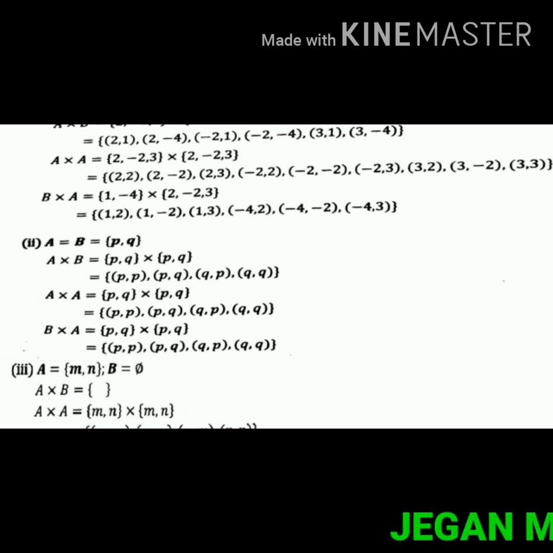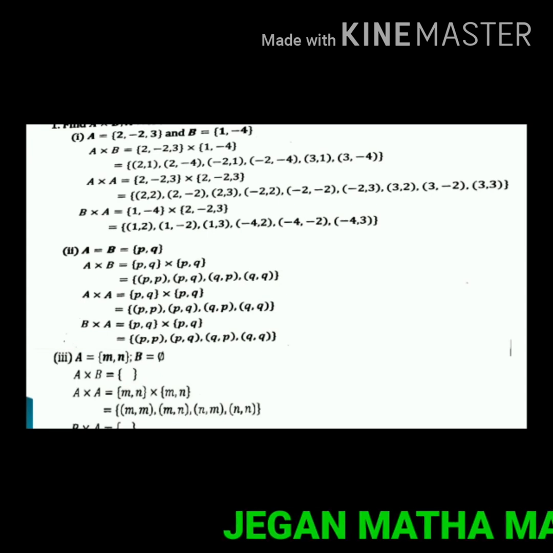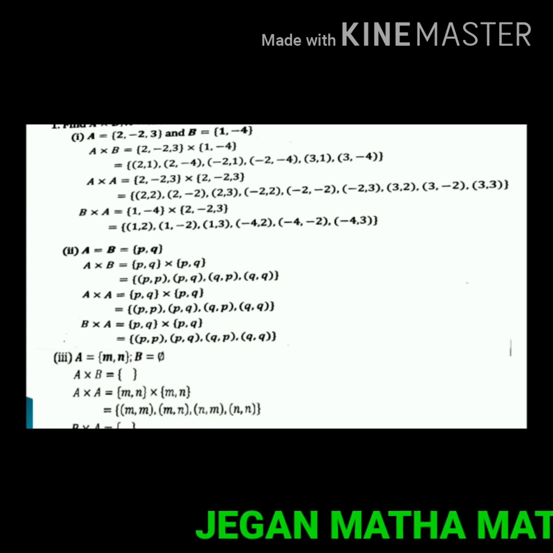The third one: A set contains two elements M, N. B set is equal to the null set. In A cross B, in the Cartesian product, if any one set is a null set, the set of ordered pairs is also a null set. So A cross B is equal to the empty set.